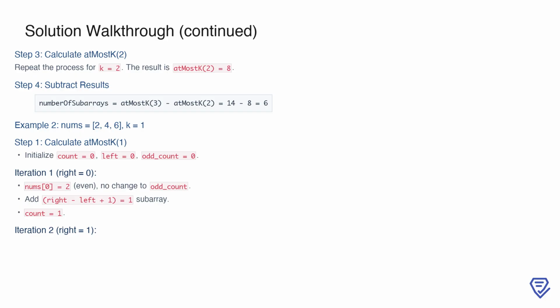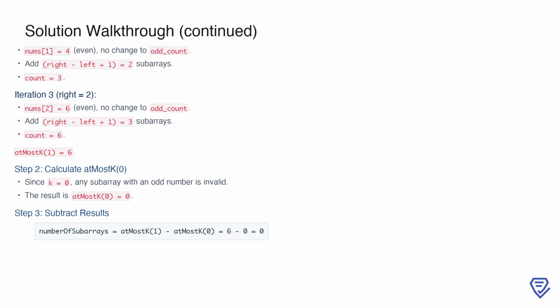Moving on to another example, we consider nums equals [2, 4, 6], and k equals 1. Here, we start by calculating atMost(1). Initialize count, left, and odd_count to 0. In the first iteration, nums[0] is 2, an even number, so odd_count remains 0. We add 1 subarray, [2], bringing count to 1.